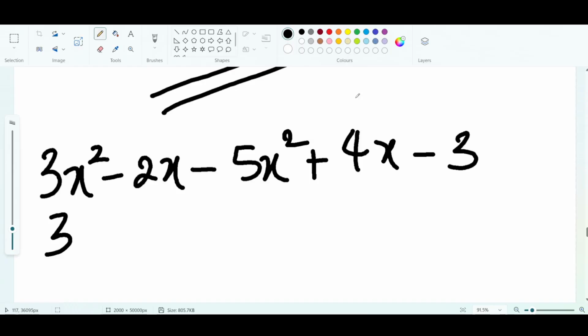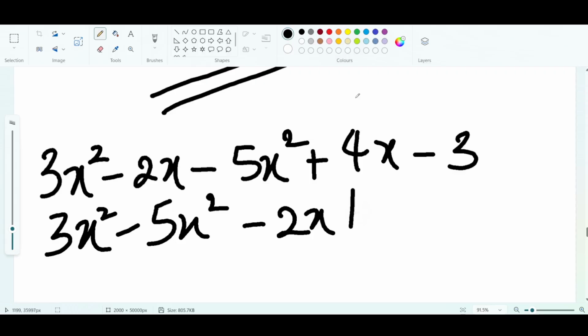So this is going to be 3x squared minus 5x squared, and this is going to be minus 2x plus 4x, minus 3. You can see this one does not have any letter. It's just a constant. We call it a constant. If it does not have any variable attached to it, it's a constant.